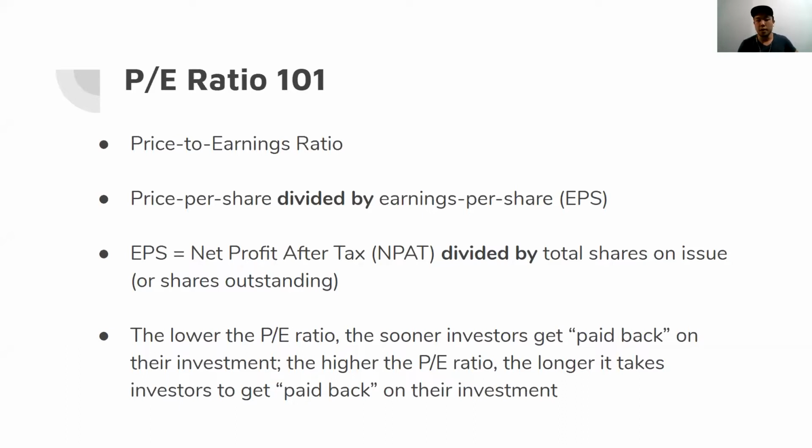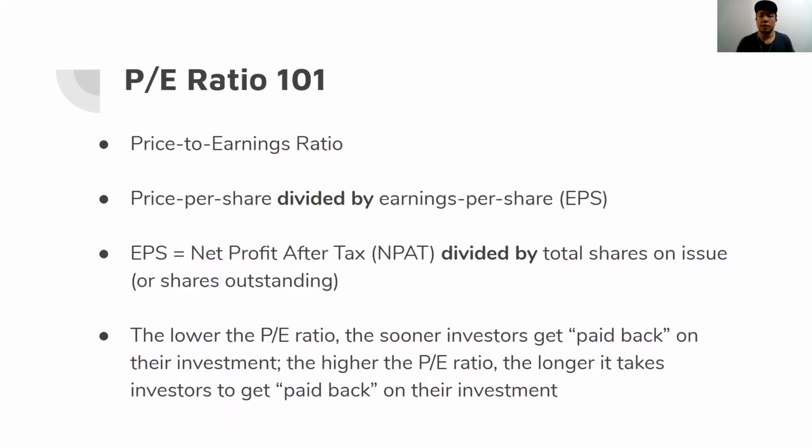The way that you calculate it is you divide the share price by the earnings per share, the EPS. And the way that you calculate the EPS is you divide the company's net profit after tax by the total number of shares on issue. You can find that in the company's income statement, which will tell you the net profit after tax and the number of shares outstanding. You can find this on somewhere like Yahoo Finance.